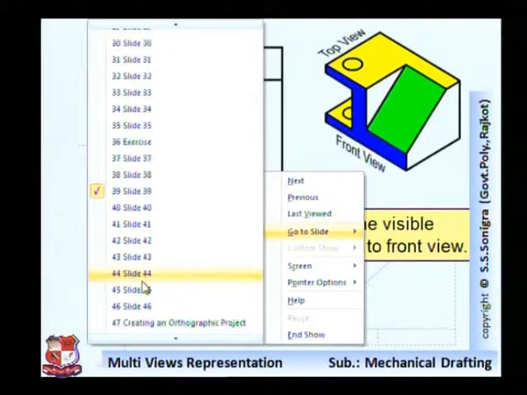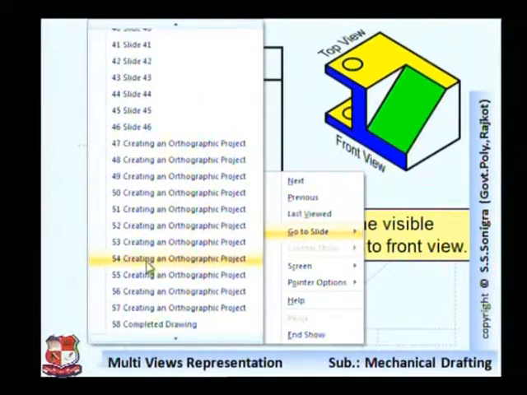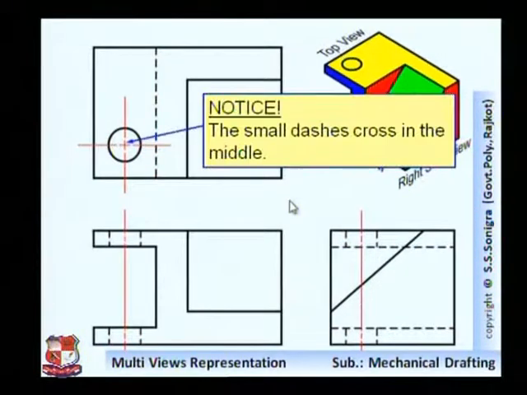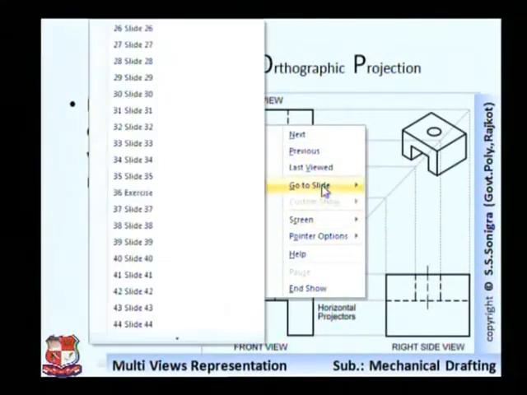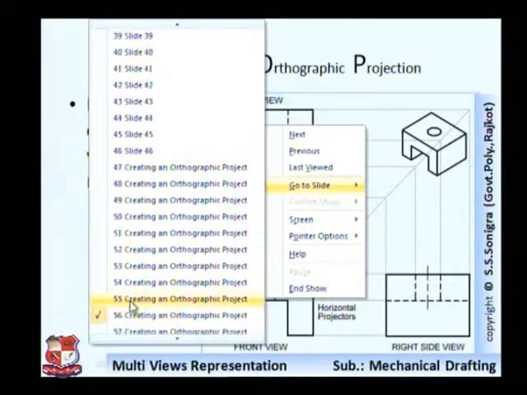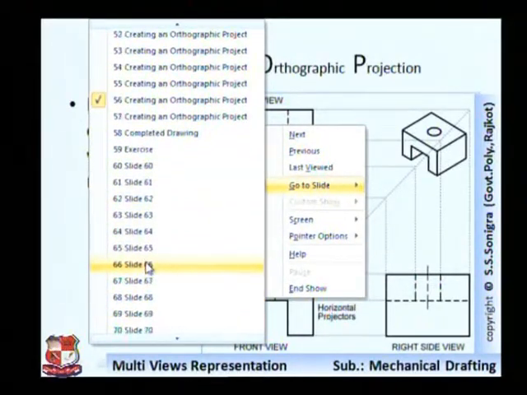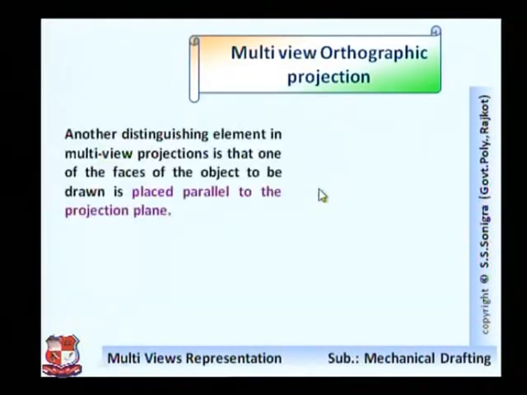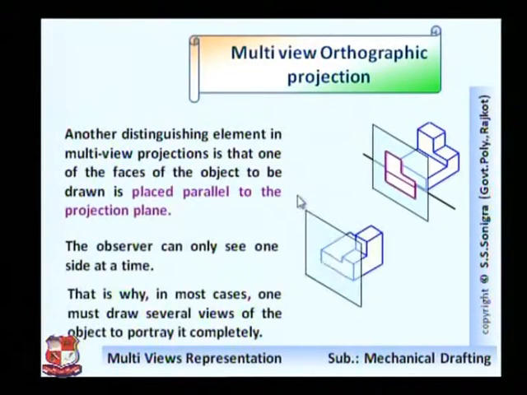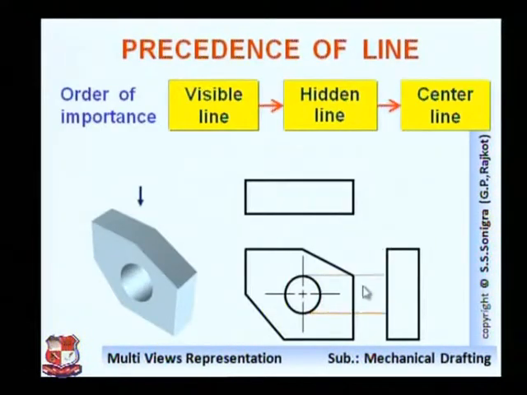We are discussing precedence of line. Which line should be drawn first, that we were discussing. This also we had discussed. This we had discussed. Now about precedence of line. Yes, this one. This we have drawn. Now this center line is drawn over here. This is the center line of this circular hole.